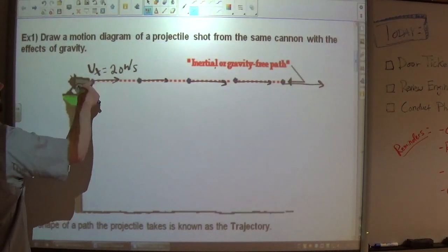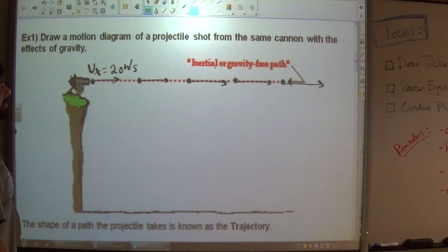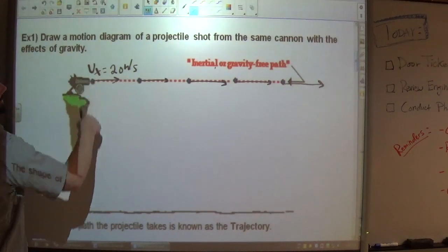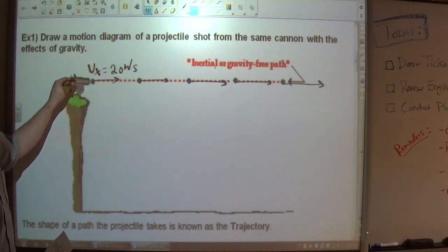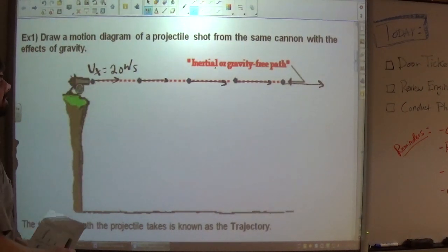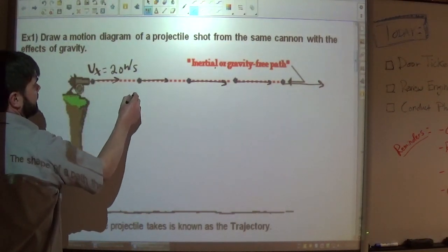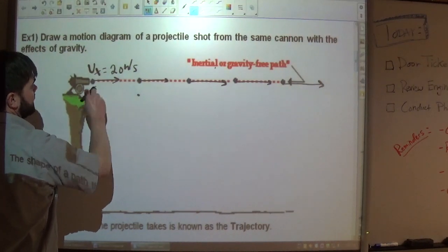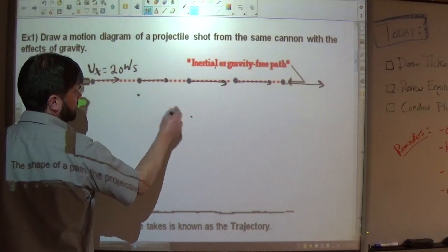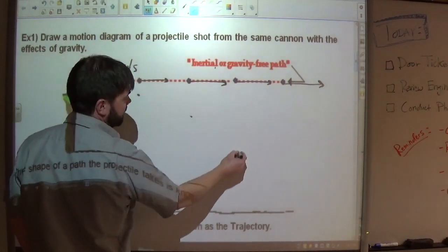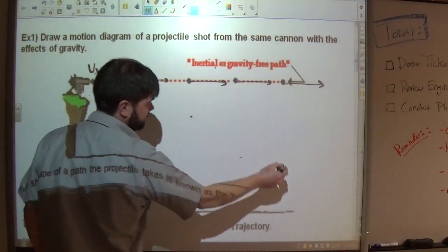So initially, right when the cannonball falls out, this vertical velocity would be almost non-existent. Right as it falls, it hasn't really had time to accelerate at all. But the further it goes down the line, this object will pick up some velocity going downward. And as it goes a little bit further, it's going to fall a little bit further, and then it's going to fall even further.